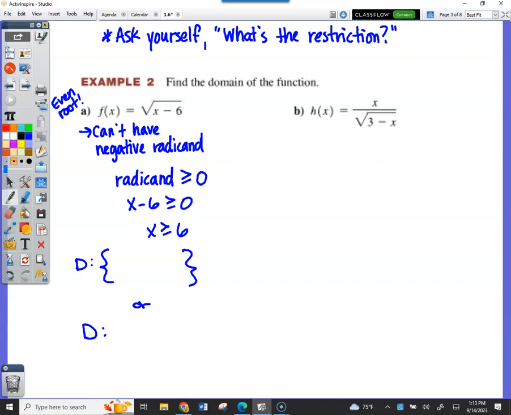Start at 6 and go what direction? This is saying start at 6. You can include 6 and go to positive infinity. If you need to see that number line, just graph it real quick. It starts at 6, closed circle, and it goes this way. So that's how we determined it.